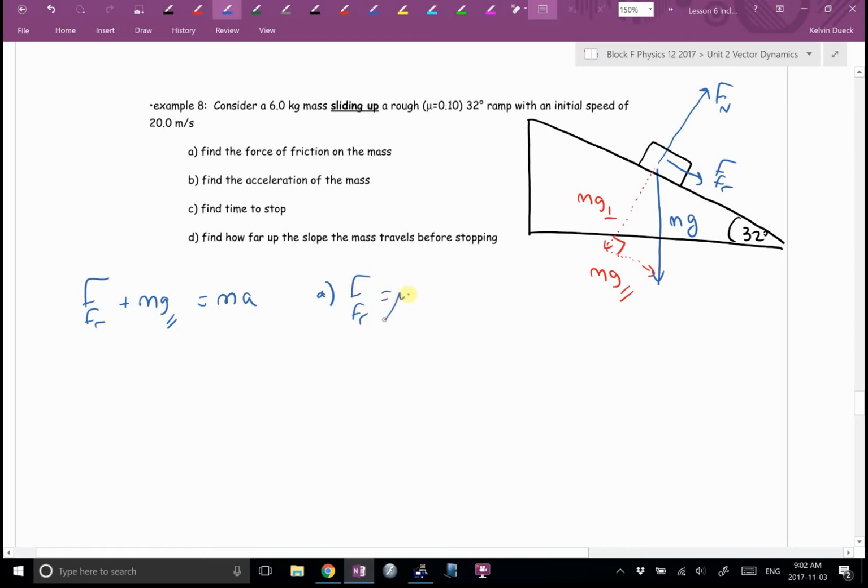Friction equals mu times the normal force. I don't know the normal force. Oh, but look. I know another force the same size as a normal force. And it's not mg. Josh, which one? So I'm going to go friction equals mu mg perpendicular.